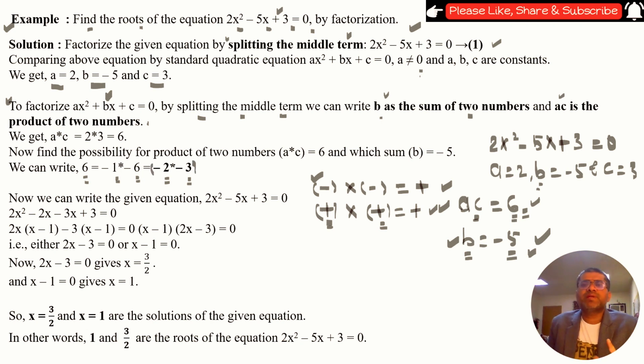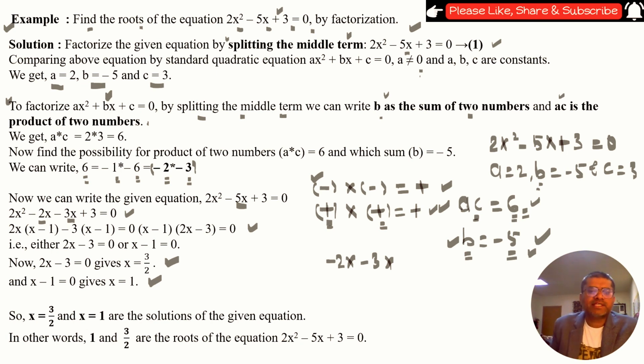Splitting the middle term, on the place of minus 5x we write minus 2x minus 3x, and then factorize the equation. We find the first value of x is 3 by 2 and the second value of x is 1.